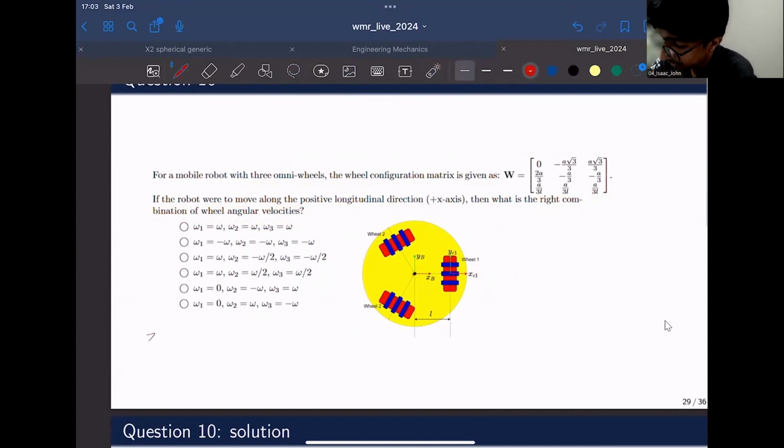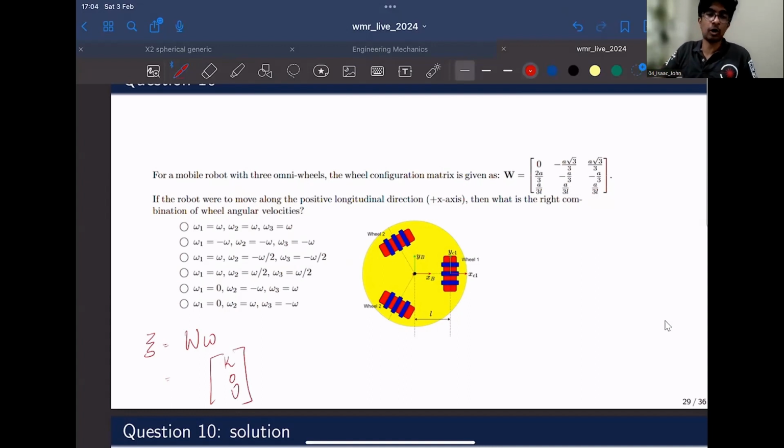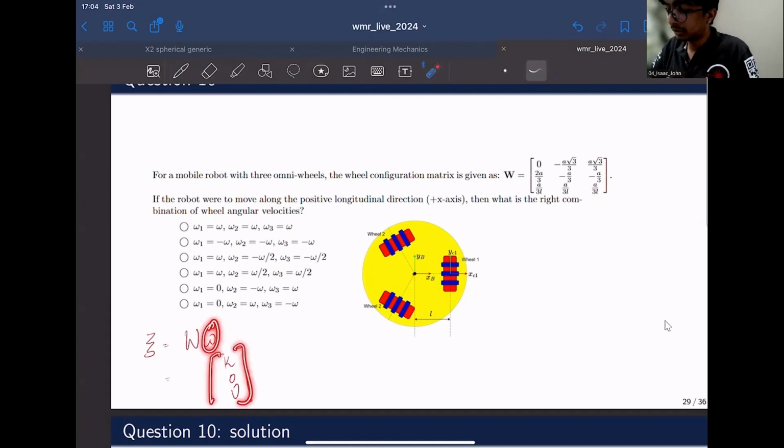So again, zeta should be W times omega. And since the robot is moving along the longitudinal direction, zeta should look like a positive constant k, and all the other entries should be 0, because it's only going along the longitudinal direction. It should not go along the lateral direction, nor should it rotate. So what should be the correct combination of omega so that we get a vector of this form?